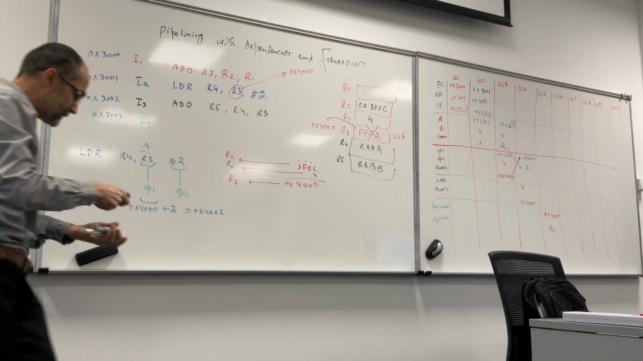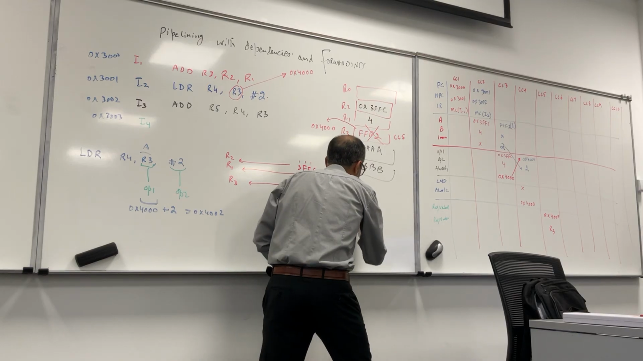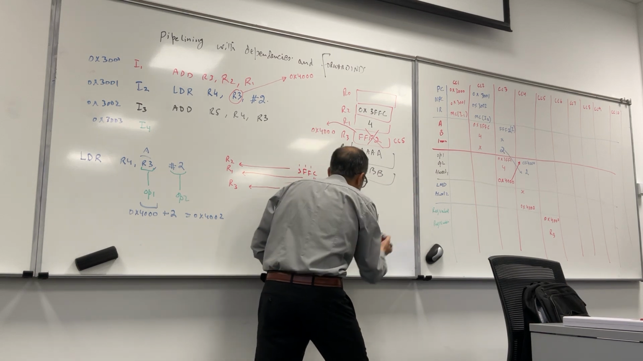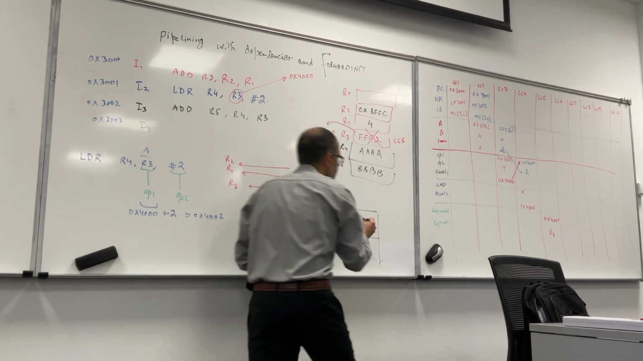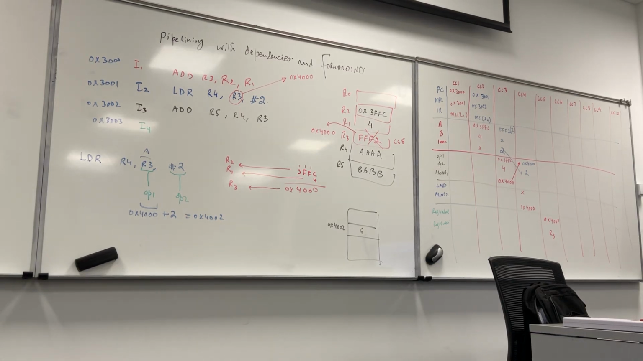So now it means that we will have some value in memory, and there will be some address. That address will be 0x4002, and here there will be some value. Maybe that value is 6. Okay. Now what do we do?